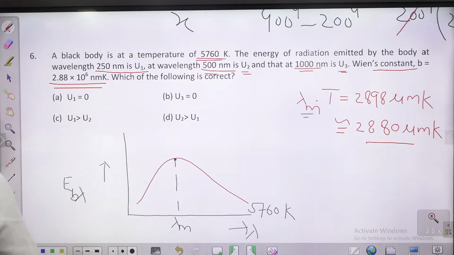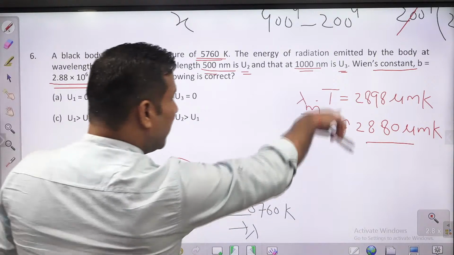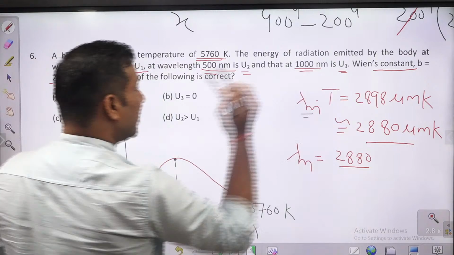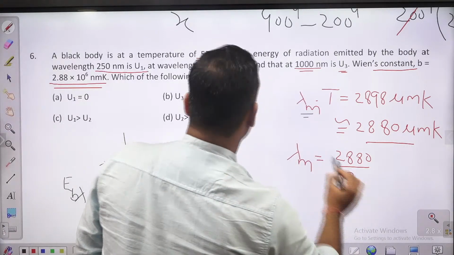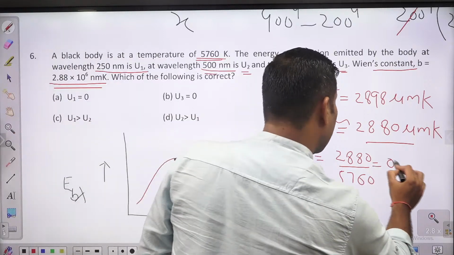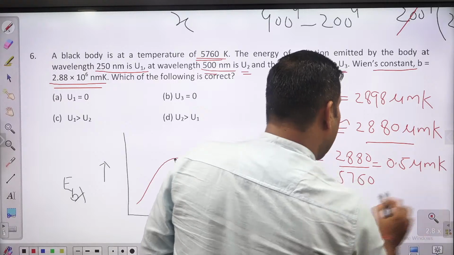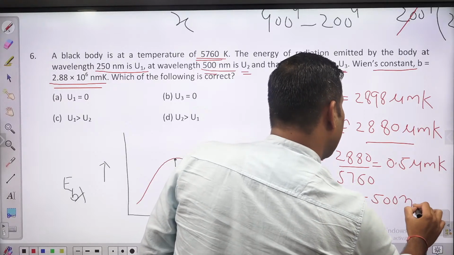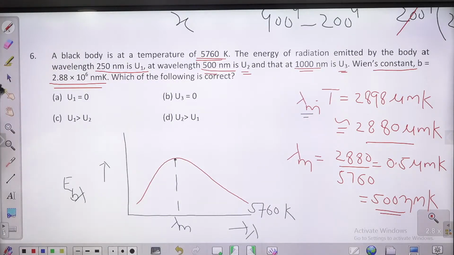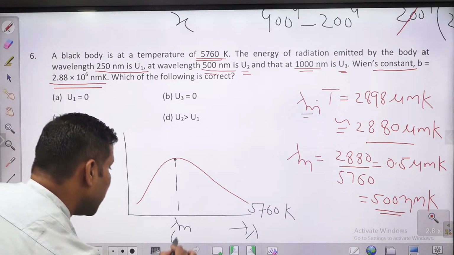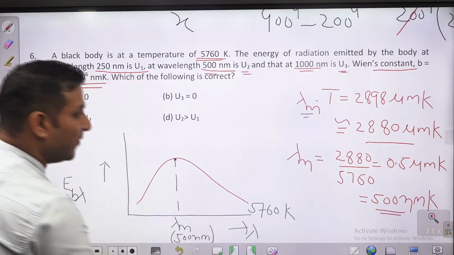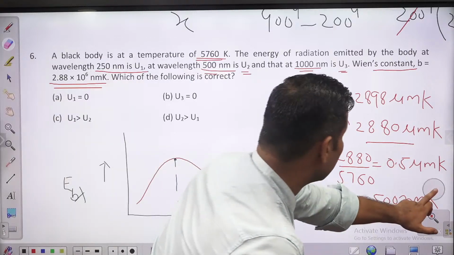So from this, can you find out this lambda m? Yes, sir, we can find out. This is 2880 divided by the temperature. How much is the temperature? 5760. Solving this, you will get 0.5 micrometer Kelvin. Can I write it as 500 nanometer Kelvin? Yes. Oh, sorry, 500 nanometer only, not nanometer Kelvin. So we are getting the wavelength only. So this is 500 nanometer.